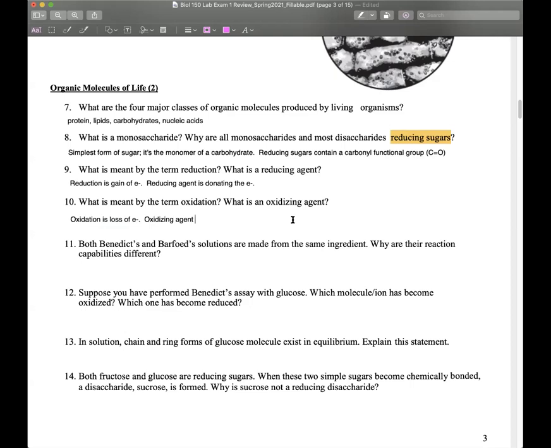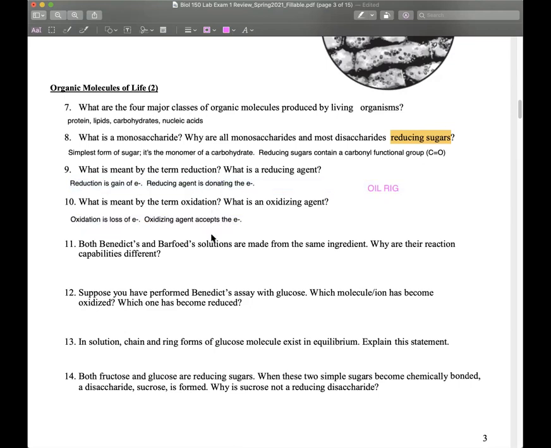The oxidizing agent retrieves or accepts the electron. Okay, and one way to remember the difference between oxidizing and reduction is OIL RIG. So OIL RIG: oxidation is loss, reduction is gain. If you can remember OIL RIG, then you'll never be confused as to what reduction and oxidation mean.